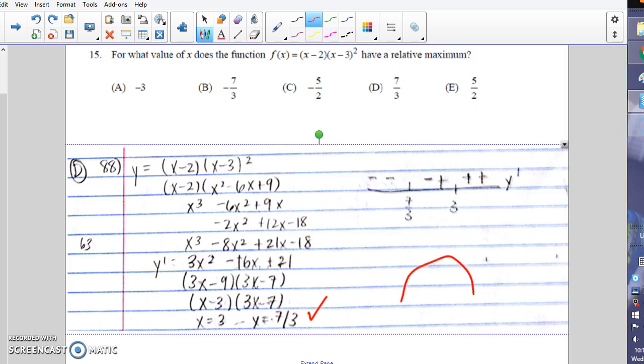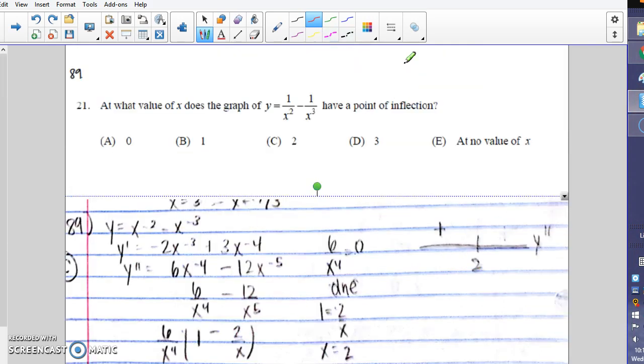A maximum would be from increasing to decreasing. So this would have been increasing to decreasing. So that would have happened at 7/3, which is D.